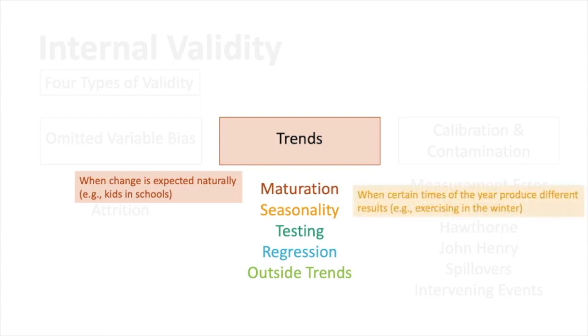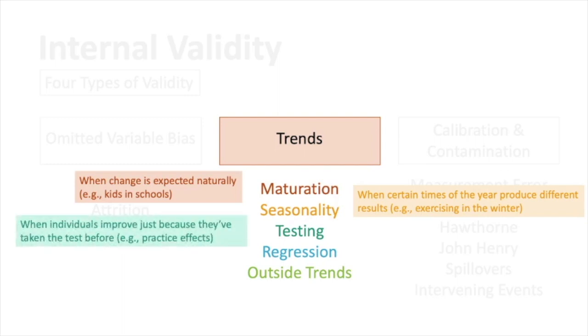With seasonality, that's talking about when certain times of the year produce different results. For example, exercising in the winter. So exercising in the spring and fall can be really pleasant. People like to get out and go for jogs. Less so in the winter. And so if we're looking at something to do with exercising or health in general, we're going to want to pay attention to what season we are looking at this, because that could impact the results.